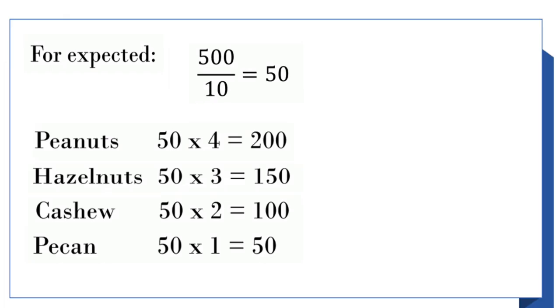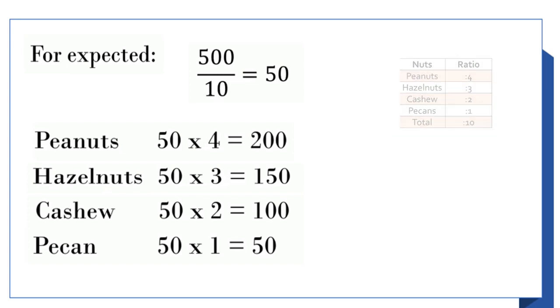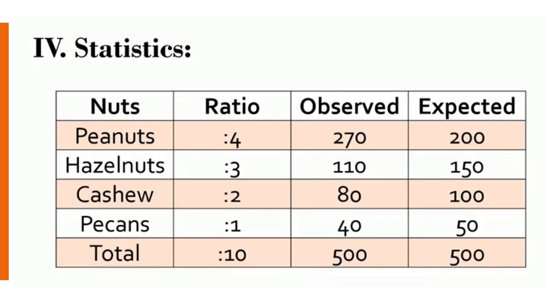Now let's get the expected for peanuts. 50 times 4. Since 4 is the ratio of peanuts, so we have 200. 50 times 4 is equal to 200. Then for hazelnut, 50 times 3 is equal to 150. For cashew, we have 50 times 2 is equal to 100. Then pecan, we have 50 times 1 is equal to 50. Now we already have the following data.